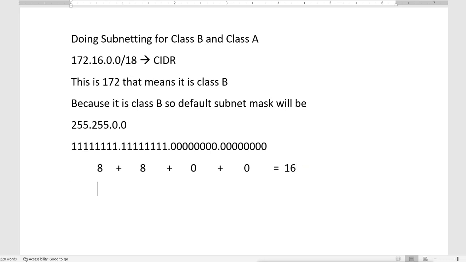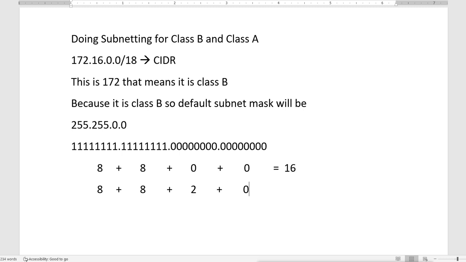So how do we know that? The first bits are on, and we can't change the default ones, so they remain as they are. Now from the 0 bits, some bits are on. How many? If it is 16 and I want to make it 18, then I need 2 bits. So when I add 2 to 16, it becomes 18. That means 2 bits are on from the host part.